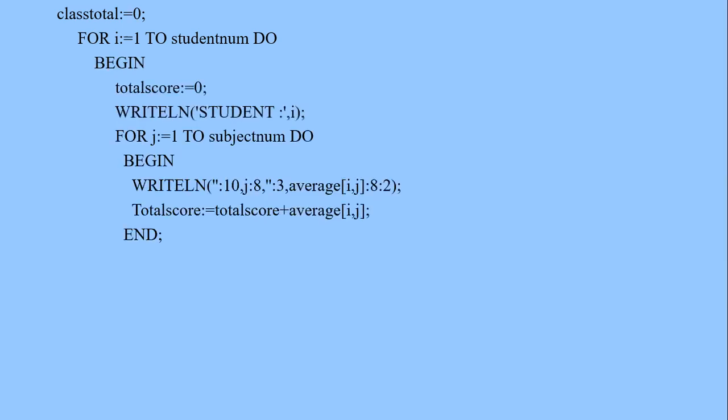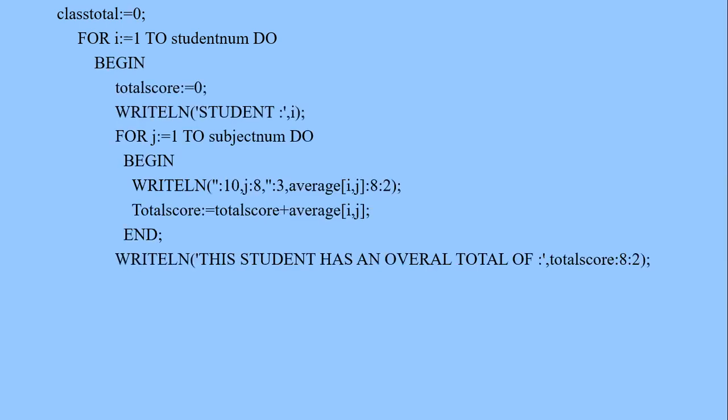In other words, until we are through with the subjects and until we are through with computing the total for each student for all the students. And then we end the loop. So we display, after computing the total, the overall total for each student, we display the overall total for that student.